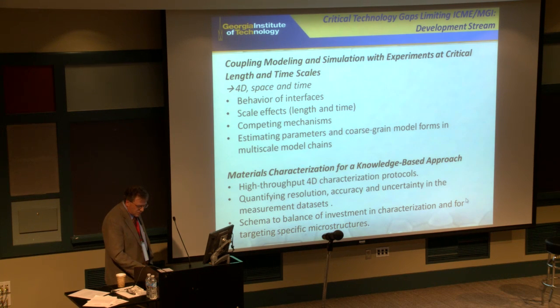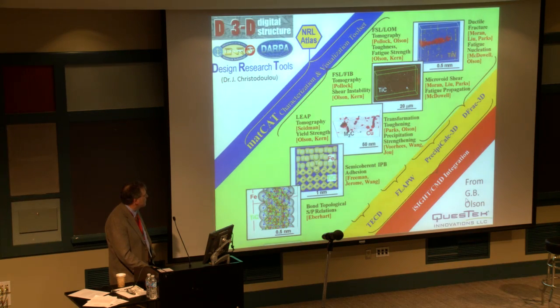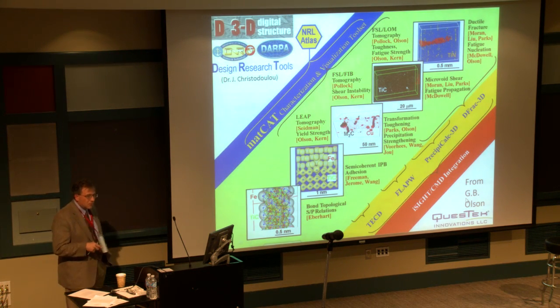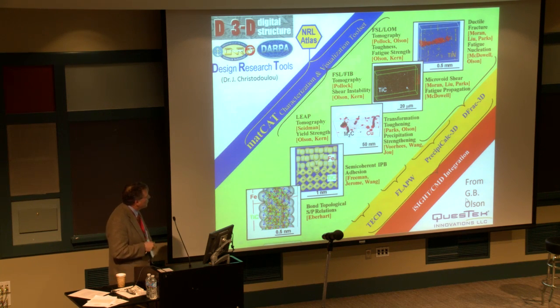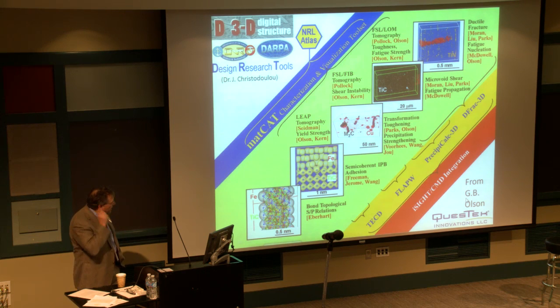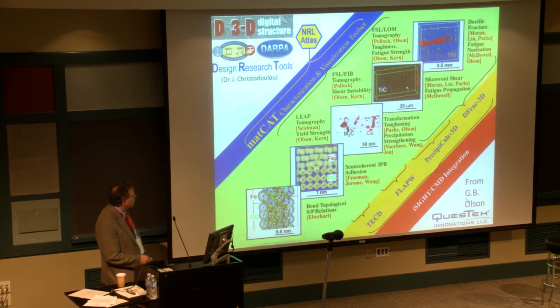Characterization, high-throughput 4D, space and time characterization protocols, very important. Quantifying accuracy and resolution requirements on measurement data sets to balance with modeling refinement and decision support uncertainty is very important. This is Julie Christodoulou, who's in attendance. This is a program that she ran, the D3D program from ONR and DARPA. And Greg Olson at QuesTek ran this phase, which was geared towards martensitic steels. I was involved, and a number of other individuals as you see here.